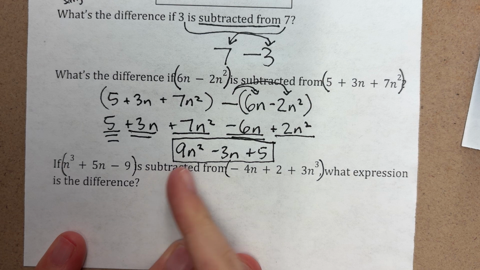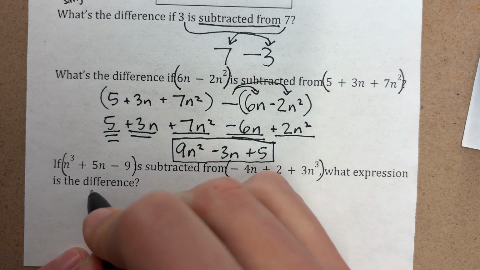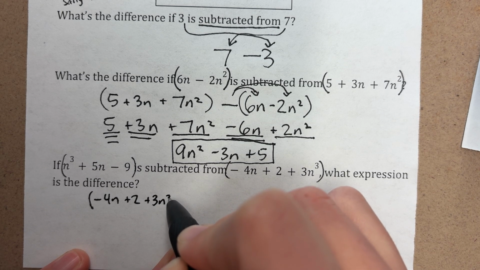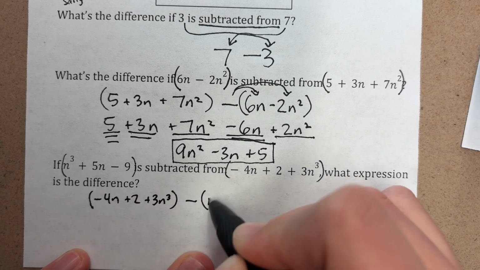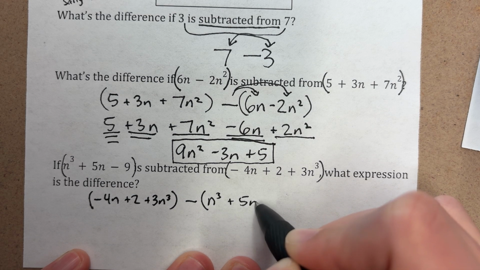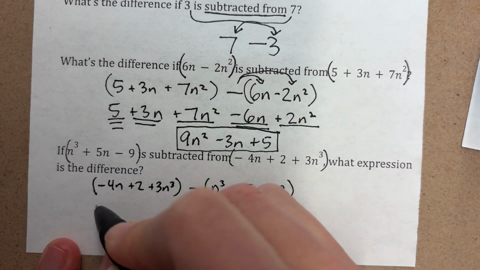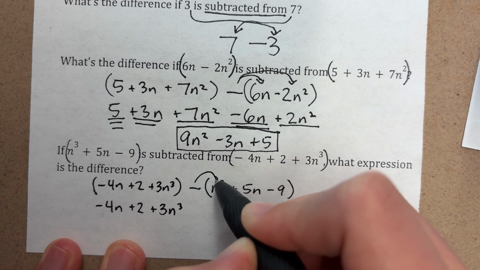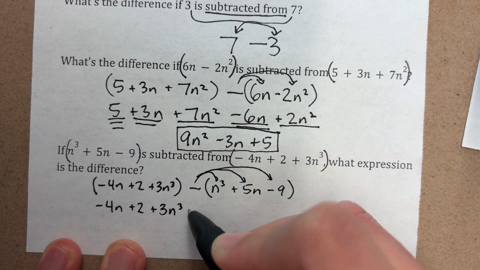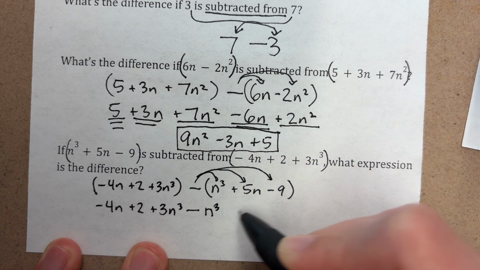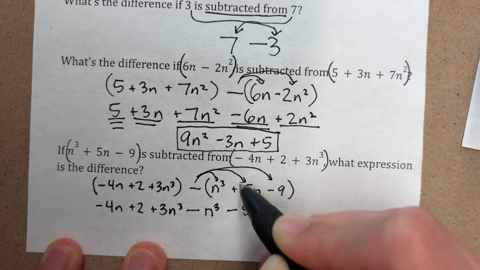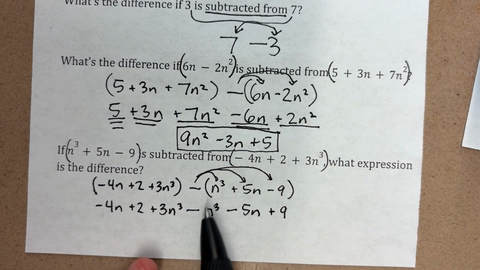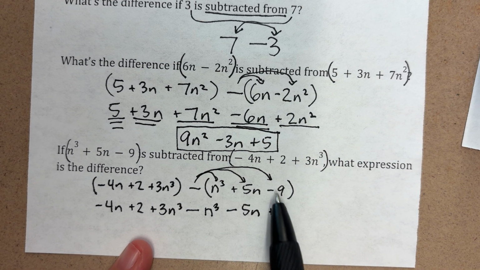This is being subtracted from this. So I'm starting, and then taking away this, I'm subtracting this. So again, this negative sign applies to each piece of this: minus n to the third minus 5n. Look, that was positive, I'm subtracting it. This is minus negative 9. That becomes plus 9. Notice this was positive, became negative. This was positive, became negative. This was negative, became positive.